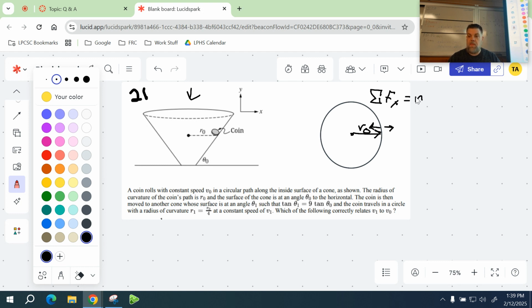You could say the mass of the coin times the acceleration in the x direction. Boy, that's not a very good A.